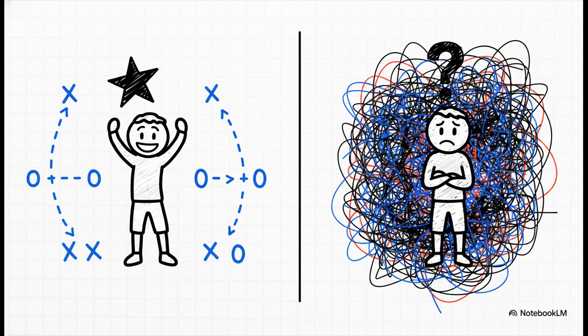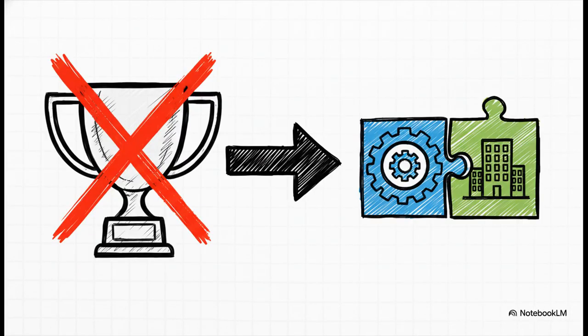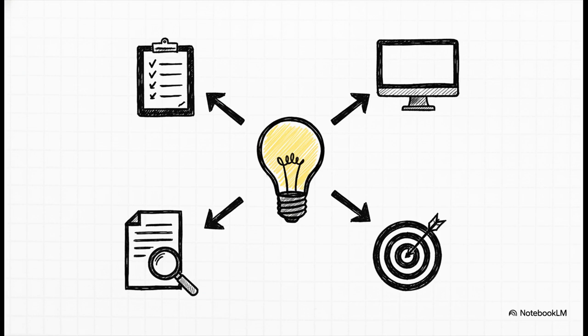Think about it like sports. A star player in the wrong system won't shine. Software is no different. Okay, so if that's the wrong question to ask, what's the right one? It's this simple shift in thinking, from what's best to what's the best fit. That one little word, fit, completely reframes your entire process.